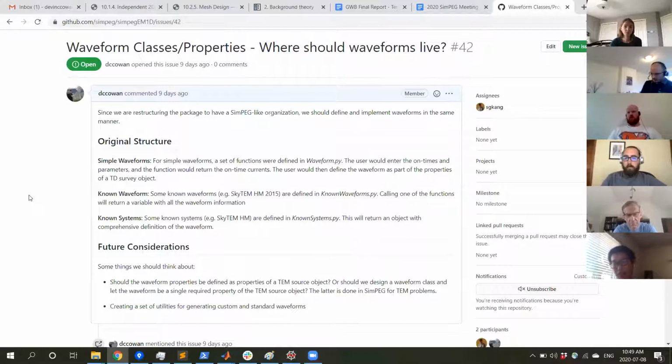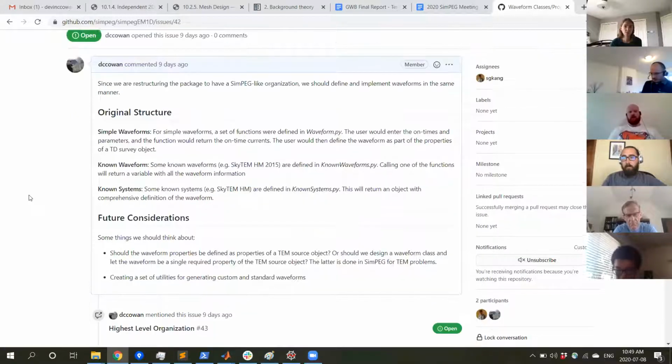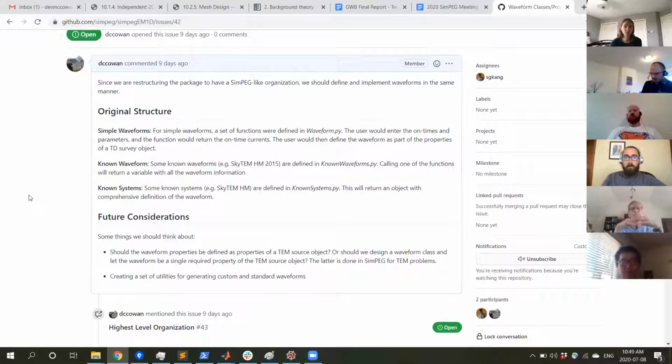But this is kind of one of the benefits of defining a waveform object. You could define a standard waveform object and then you could define the dual waveform object. Correct.